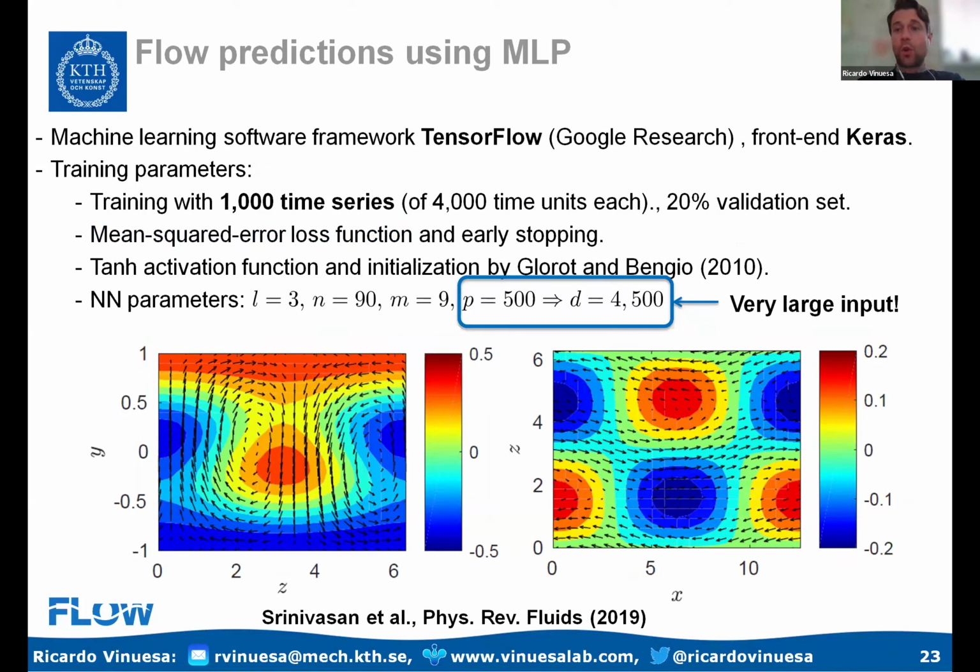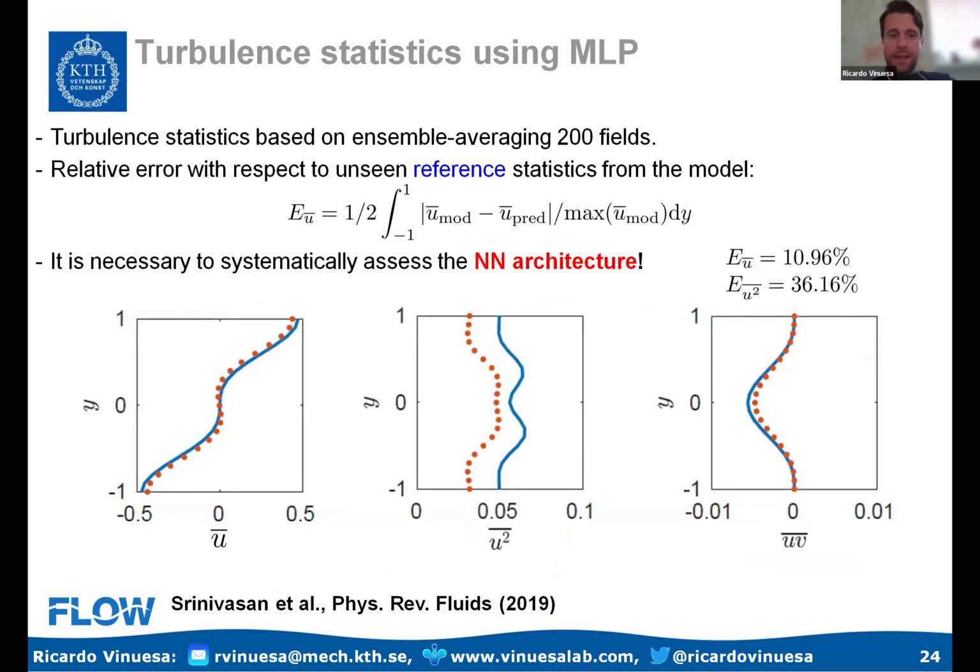The flow fields look okay. The frontal view is good. The span-wise meandering of the streaks is not fantastic. We can actually see in the next figure how the mean error is, well, it's not so bad, but it's not so good. It's 10%, almost 11%. And the fluctuations exhibit 36% error. So the flow looks a bit like what it should, but there is still a lot of room for improvement.